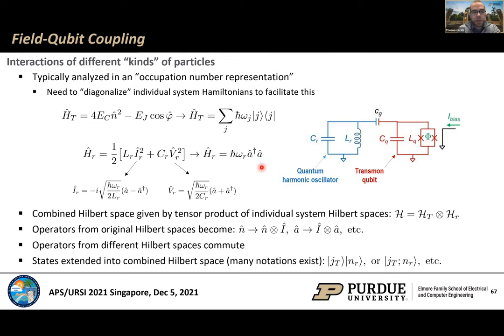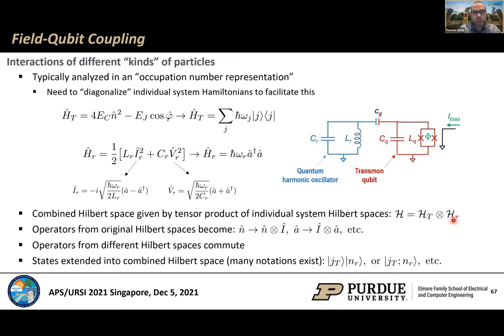Okay, so that is our starting point. We're going to diagonalize these Hamiltonians. Now, the way we think about the Hilbert space that these operators exist within is in terms of a simple tensor product of the individual Hilbert spaces of the two systems. So here, for instance, the total Hilbert space is given as the tensor product between the transmon Hilbert space and the resonator Hilbert space.